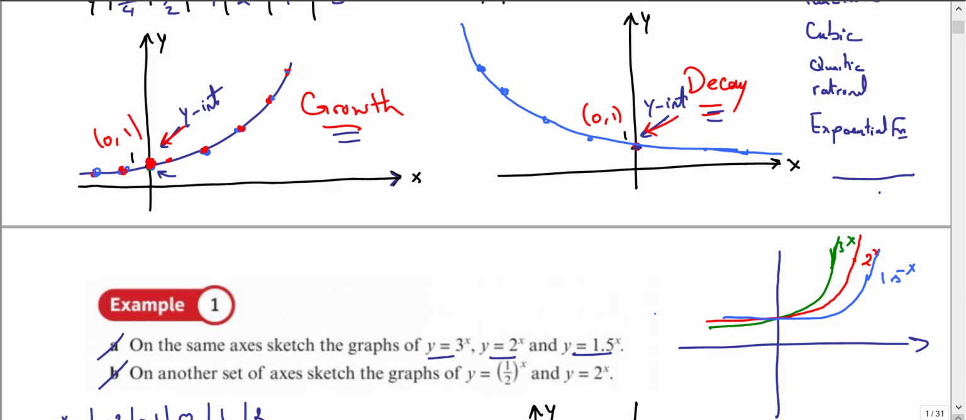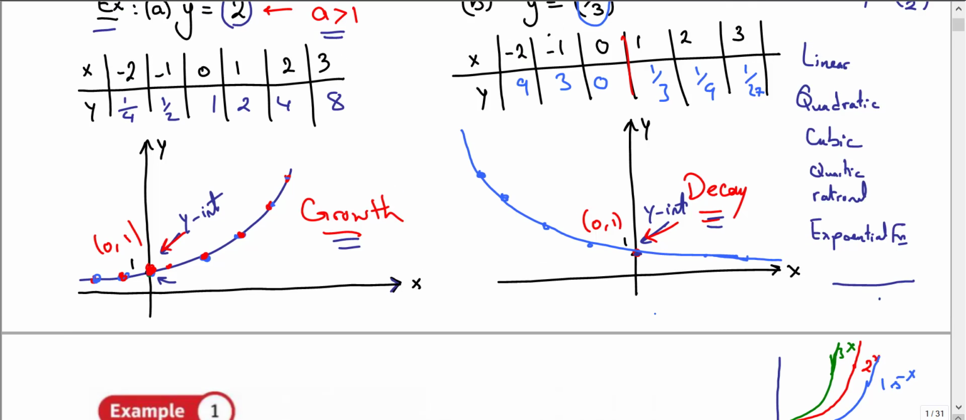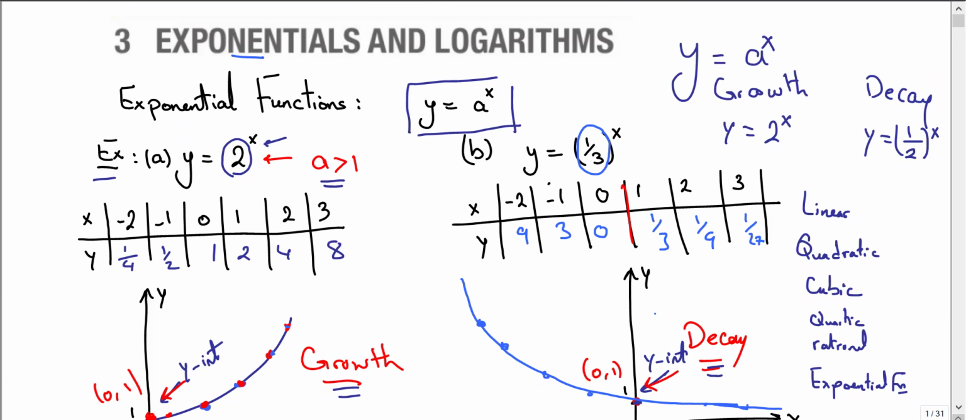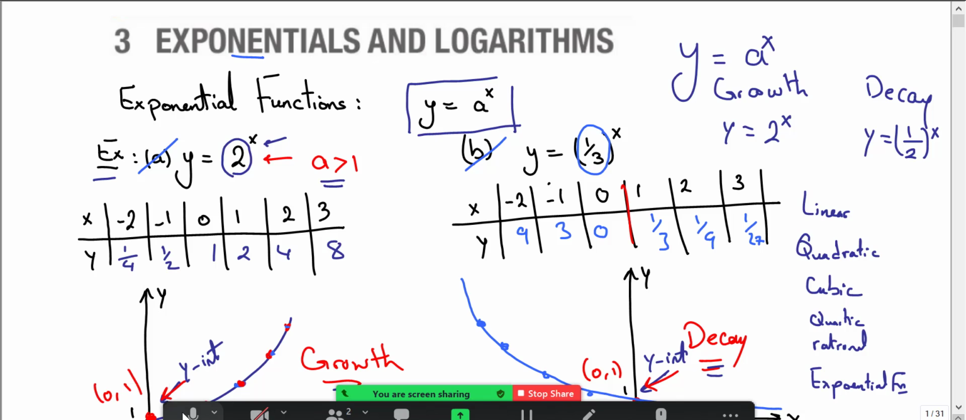Okay. I want you now to sketch, to do it on your own. Same sketch, A and B. Go ahead, but don't copy the answer here. Okay? Quickly.